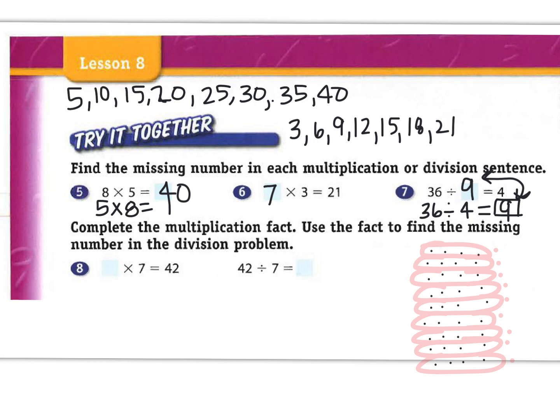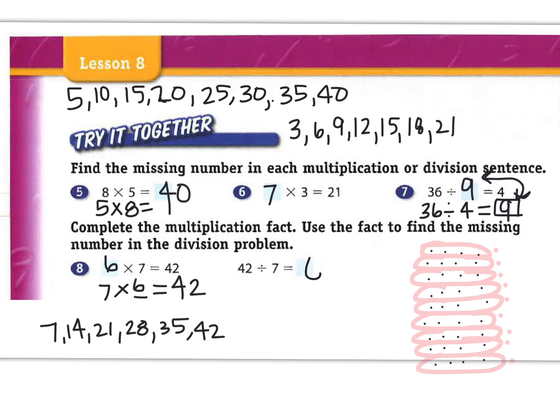This says complete the multiplication fact and then use that fact to find the missing number. So we need to, something times 7 is 42. Remember, we can also switch those around. 7 times something equals 42. So we'll skip count by 7s. And we can see that we have 1, 2, 3, 4, 5, 6. So we did that 6 times. So that means 6 times 7 is 42, or 7 times 6 is 42, which means 42 divided by 7 equals 6.